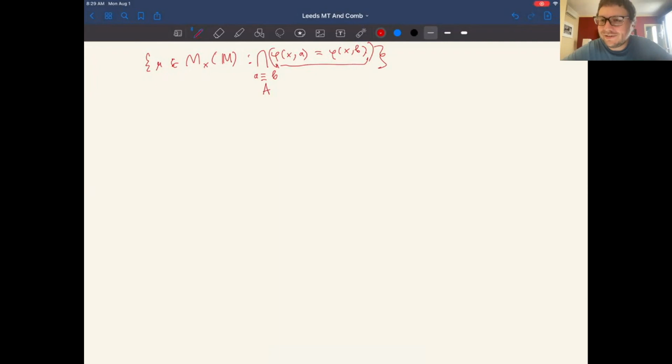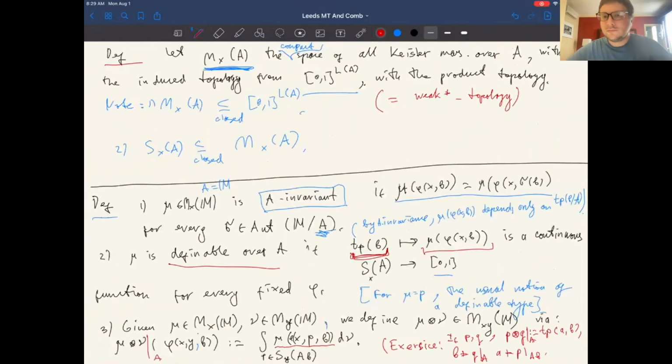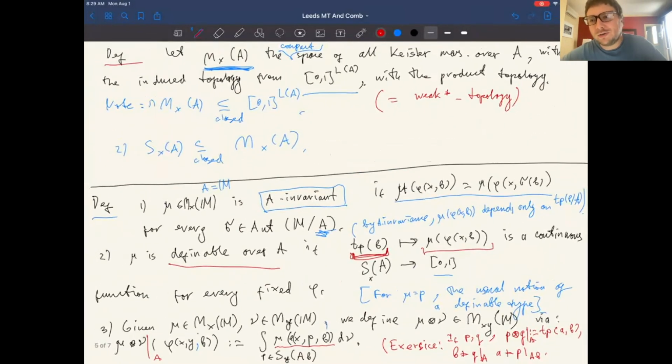Yep, makes sense. Also, another question, if I may: you have these notions of A invariant and also definable notions that are from types. So you extend this to Keisler measures. You have also an analogous notion of finitely satisfiable Keisler measures. Yes, right. I haven't focused on it, but it will actually arise here in the next lecture. Thank you. Of course.